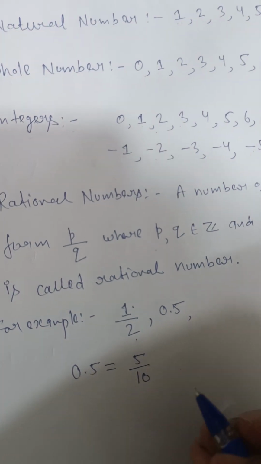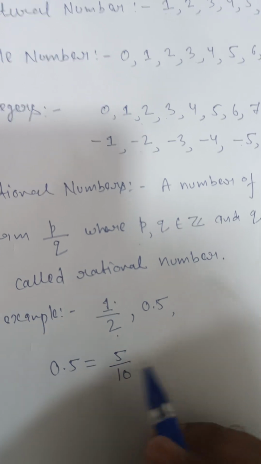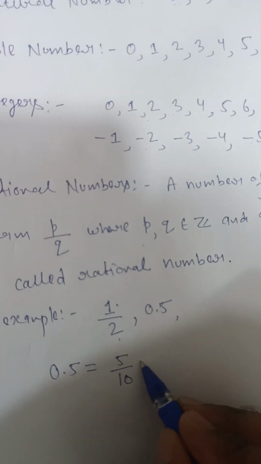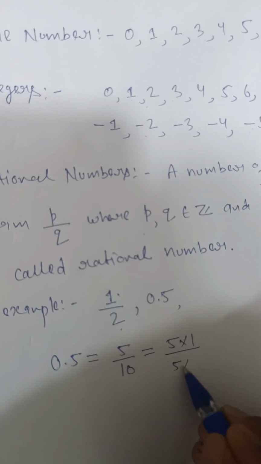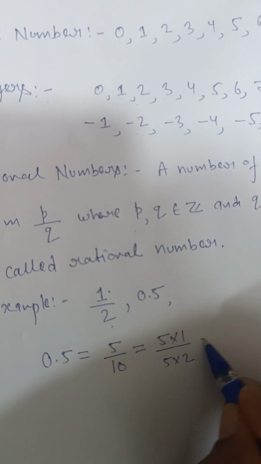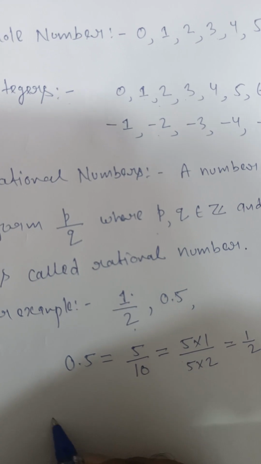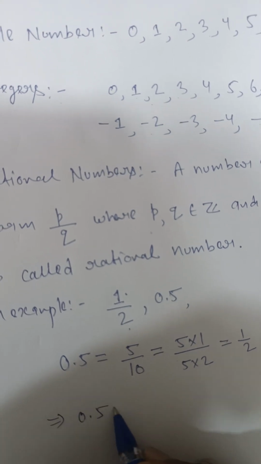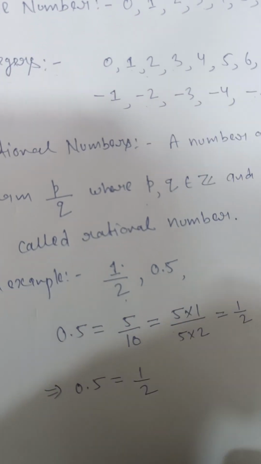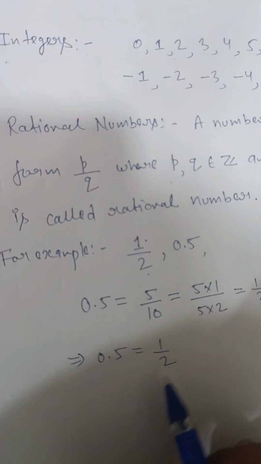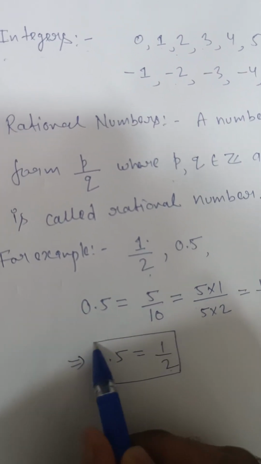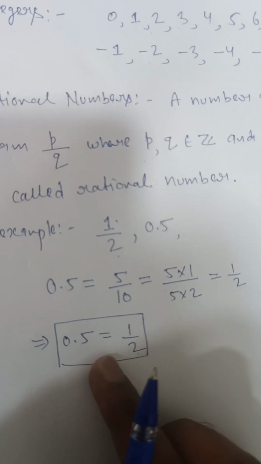Okay, and if you cancel out the factors, so this is 5 times 1 and this is 5 times 2, so cancel the factor, so it will be equal to 1. So this implies 0.5 is also equal to 1 by 2, and we saw that this 1 by 2 is a rational number, so that's why this 0.5 is also a rational number.